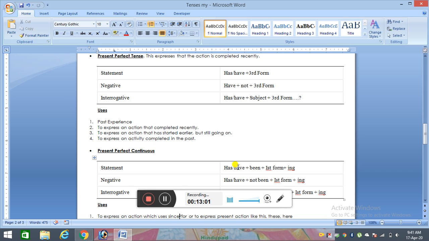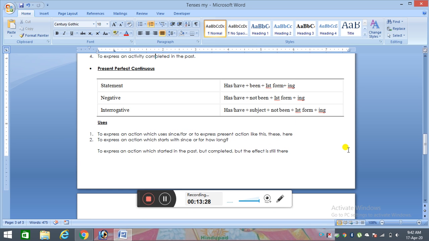Oh, I have been to Delhi. So this is your past experience. I have completed the work, which speaks about the task that you have completed in the past. Now we have present perfect.